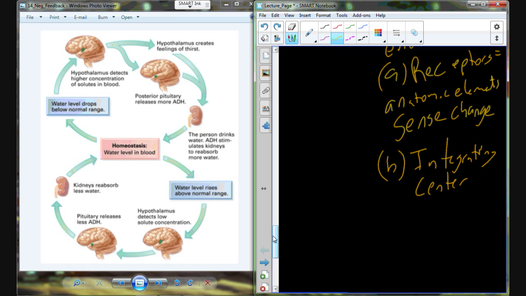So we sense the change. This is just simply data input. You now have a signal going to your integrating center that is coded to say, we have an increase in blood volume. In the integrating center, this is going to be our data processing location. The data is going to be processed, and we are going to make some sort of decision. That decision is going to be outputted as an action. So the central nervous system primarily is going to act as our data processing action center.